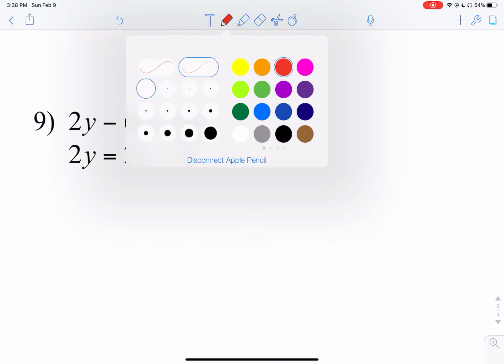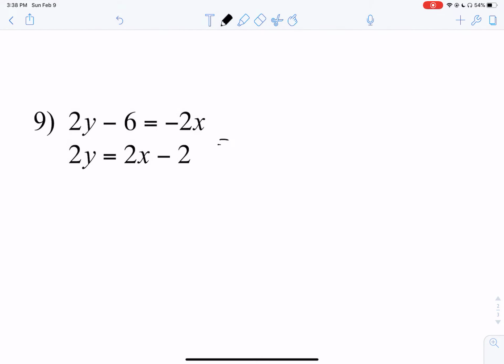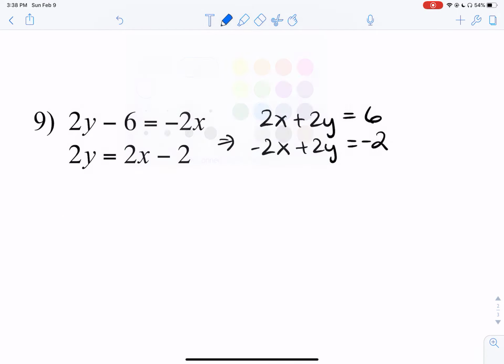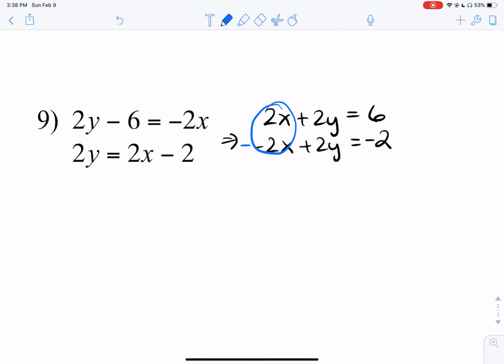Number 9, when I rearrange this, we're going to end up with positive 2x, positive 2y is equal to positive 6. Here we end up with negative 2x, positive 2y is equal to negative 2. So this one, I don't even have to multiply. Look, these are already opposites. So if I just simply add downwards, this automatically will eliminate. We end up with 4y is equal to 4, and that means that the value of y has to be 1.